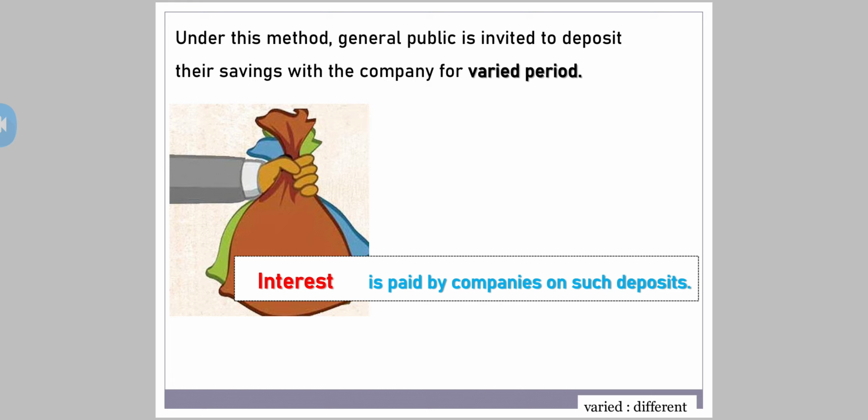See, when the company asks the general public to deposit their savings, of course in return the company is going to pay something on the investment. The person who's giving money is known as the depositor. So yes, the company is going to pay something when the depositor invests in the company. That return on investment is interest. Interest is paid by companies on such deposits. When the general public deposits a certain amount in the company, the company gives interest on that amount.